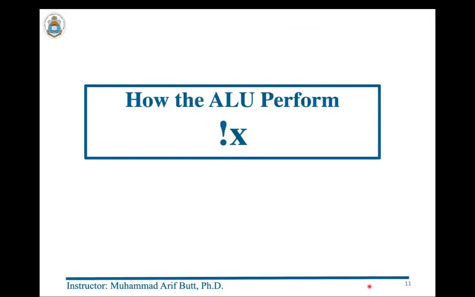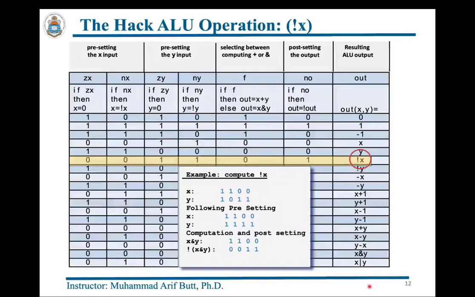Okay, so let us first see how the Hack ALU performs a NOT operation on the 16-bit input value in X. Suppose, well, this is the row we are interested in right now, the NOT X operation. If we want the ALU to perform a NOT X operation, the 6 control bits should be 001101. By that I mean we need to place a 0 in ZX, a 0 in NX, a 1 in ZY, a 1 in NY, a 0 in F, and a 1 in NO.